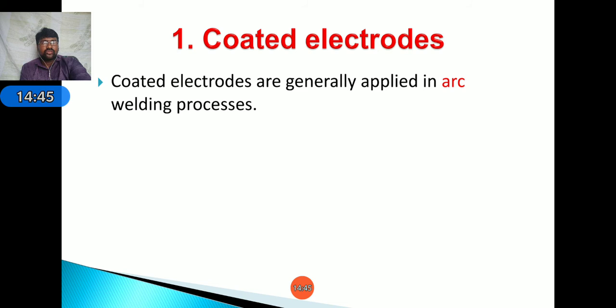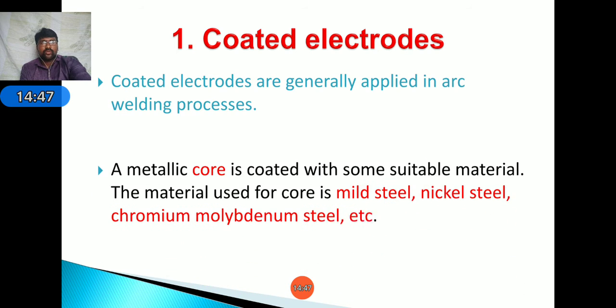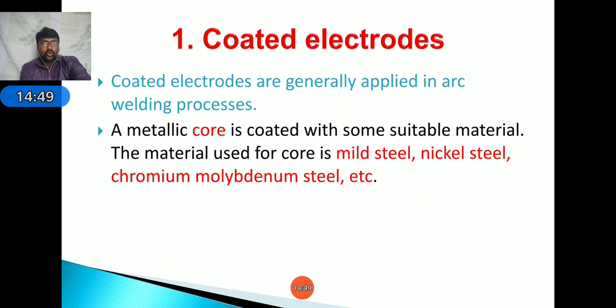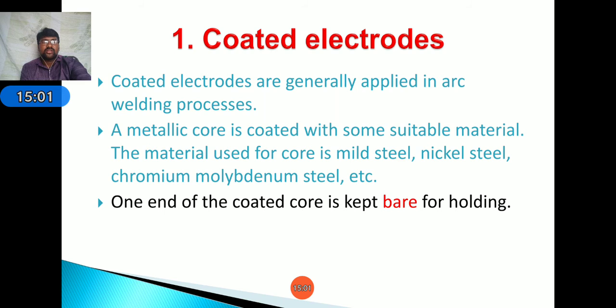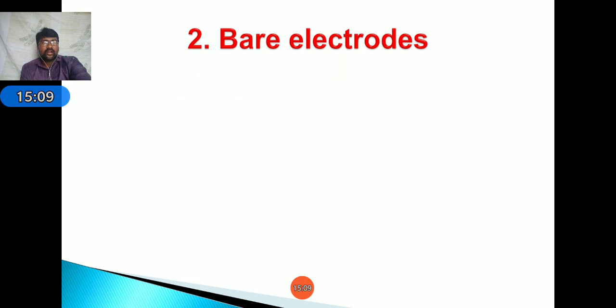Coated electrodes are generally used in the arc welding process, where the metallic core is coated with a suitable material. The materials used for the core are mild steel, nickel steel, chromium, molybdenum, etc. These are the different materials used as core material. One end of the electrode is kept bare for holding in the electrode holder.